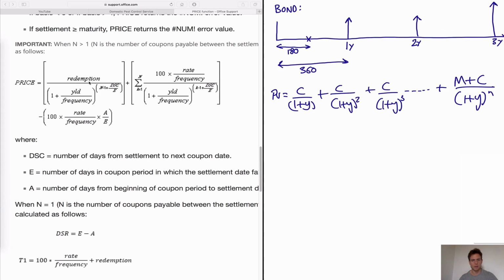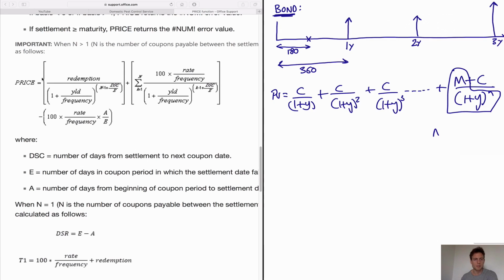So this part over here corresponds to your m, your principal divided by 1 plus y to the n, and the only difference down here is that the exponent, instead of being n, the number of payments, is slightly more complicated to take into account the fact that it can be a fraction, right? Let's take an example here. We've got a bond, and we're trying to calculate the price as of 180 days through a 360 day period, and there are 3 periods remaining, right?